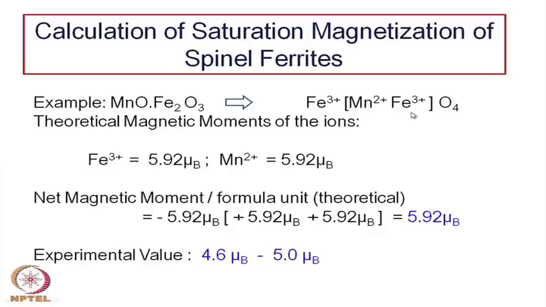Keeping in mind that it is an inverse spinel, there is a redistribution: half of the Fe3+ is in octahedral, the other half is in the tetrahedral site, and all the Mn atoms are in the octahedral sites. So, that is the description of how these ions are distributed between the two different interstitial sites.